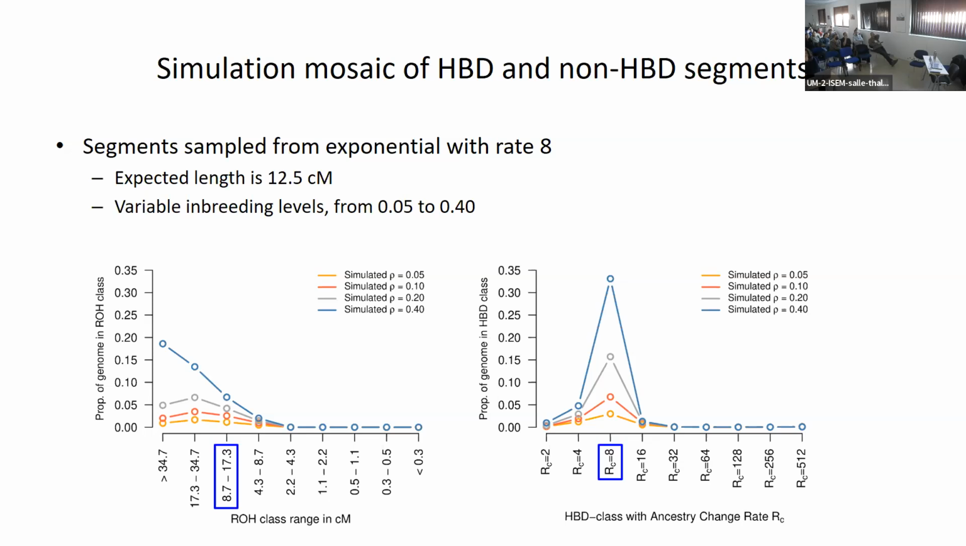So what we see with the ROH classification, the theory or the expected length would be inside that class, but we observe that other classes also contribute to the inbreeding, and that there is a shift to the left, and the shift is more pronounced when the inbreeding levels increase. With the hidden Markov model in this simple situation, it always identifies correctly the class that contributed to the inbreeding.